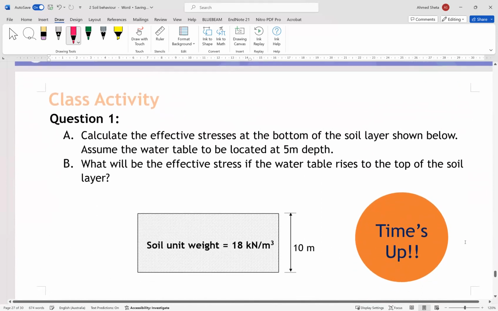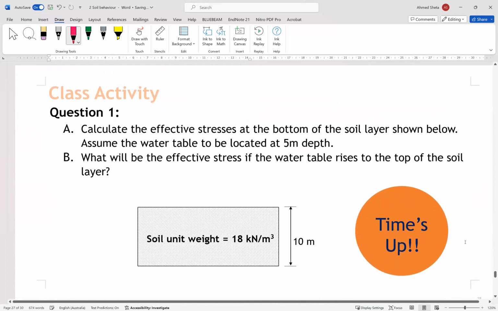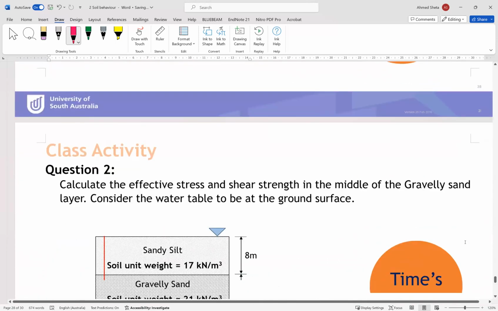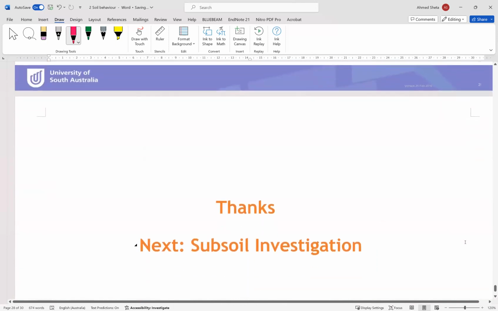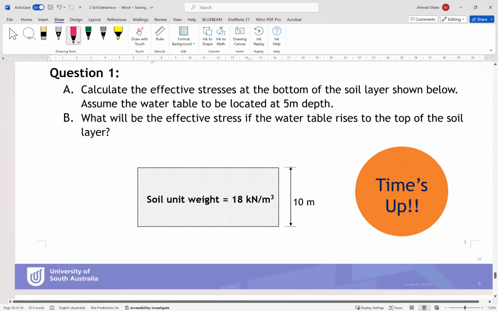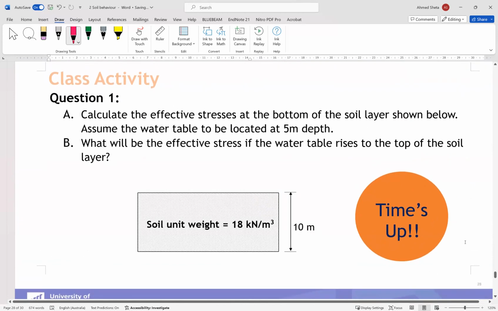Okay, so now we can have a short activity. This will be a revision on the effective stress in soil that we have done last week. I will solve it with you, so you don't have to spend time on that. So for example, this one here, I will just add.